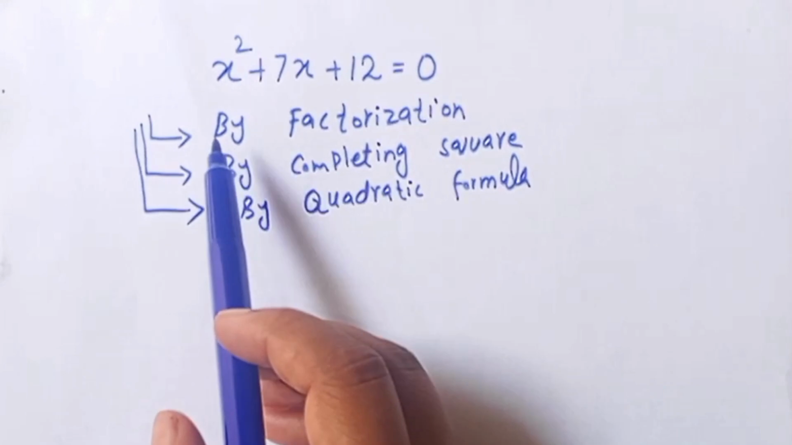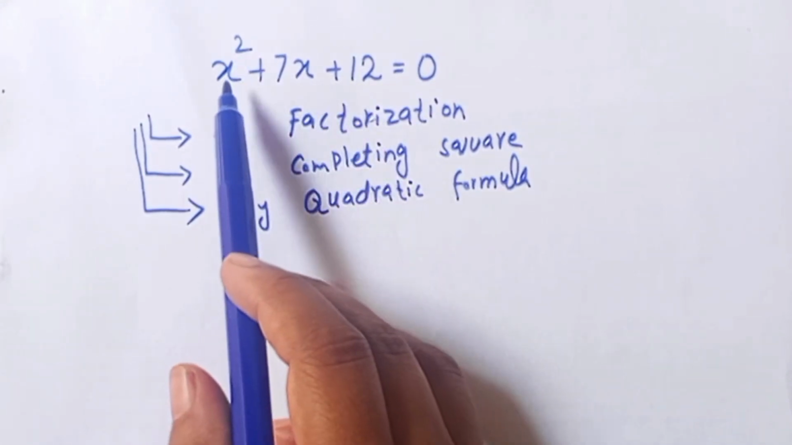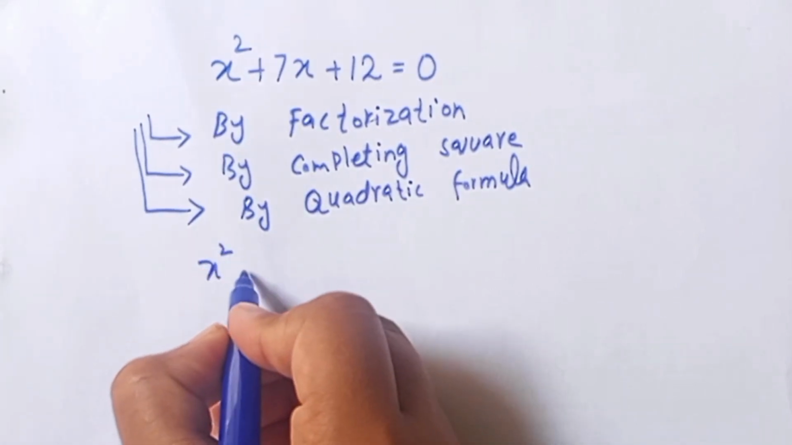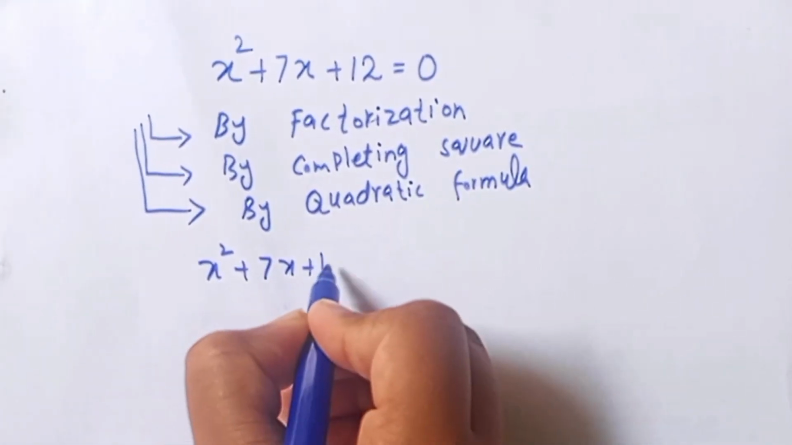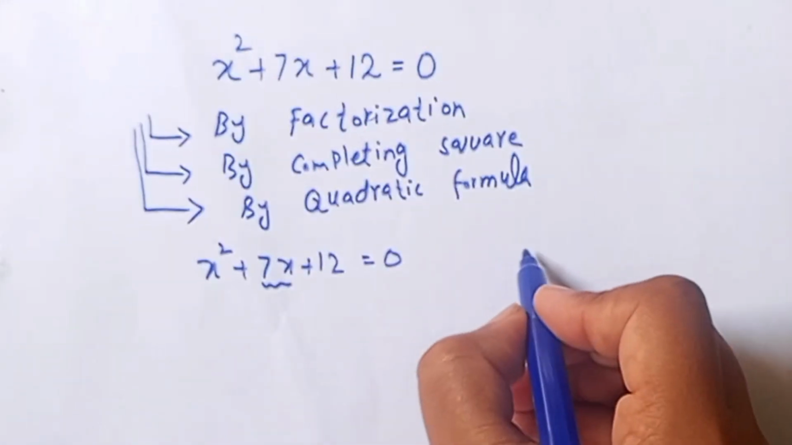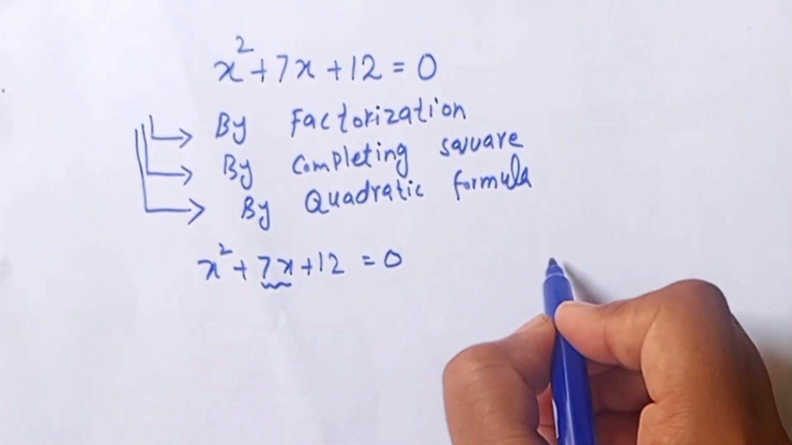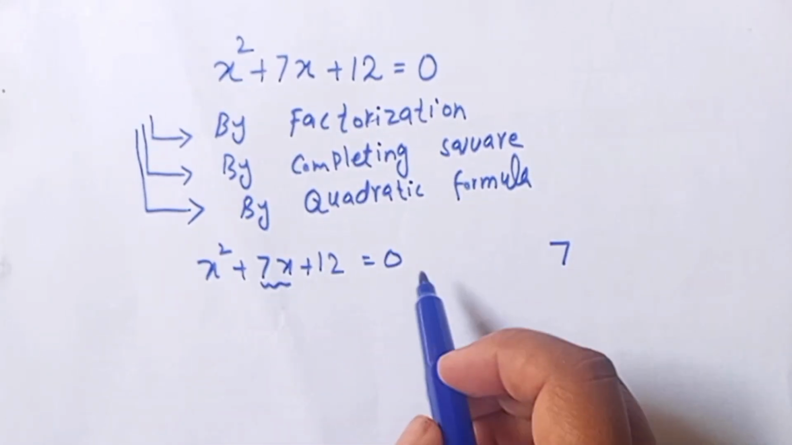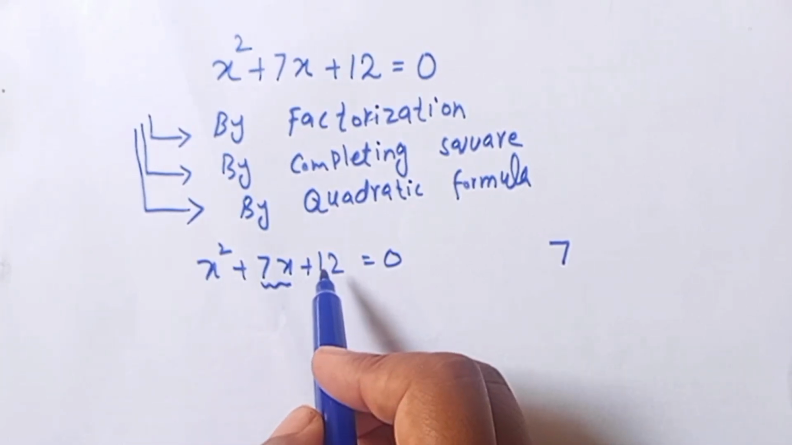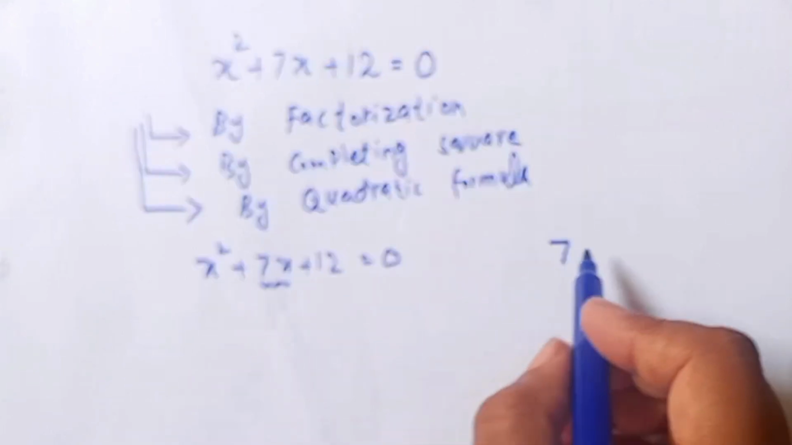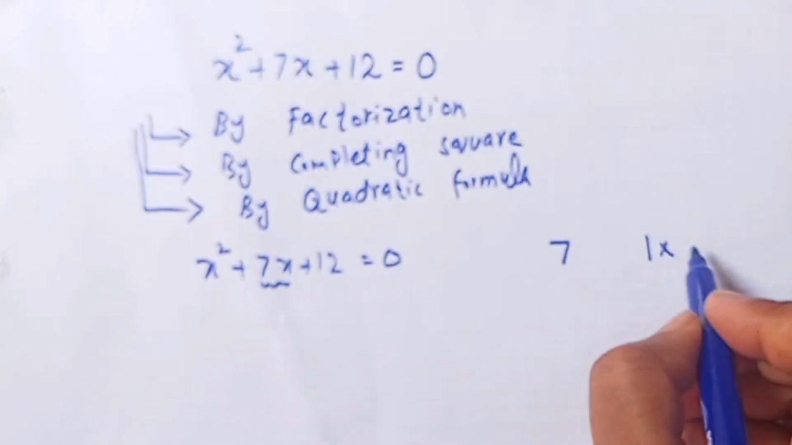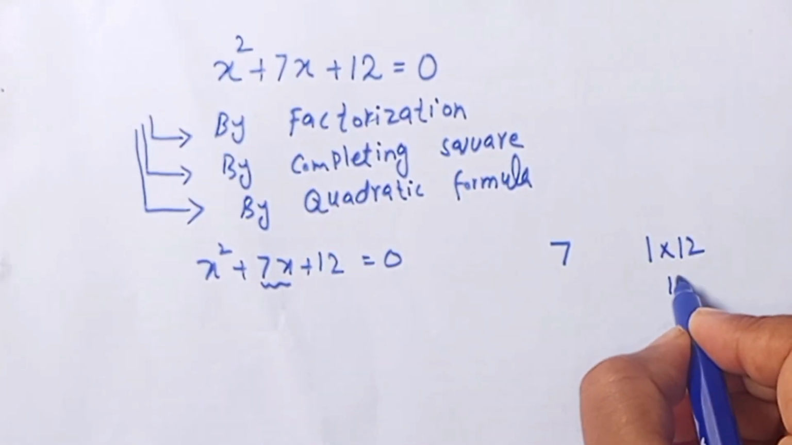So let's start. We apply the first method, factorization, to the above quadratic equation. The equation is x square plus 7 times x plus 12 is equal to 0. In this method, look at the middle term. The coefficient of the middle term is 7, and the coefficient of the first term is 1, and the last term is 12. If we multiply the coefficient of the first term, which is 1, and the coefficient of the last term, which is 12, then we get 12.